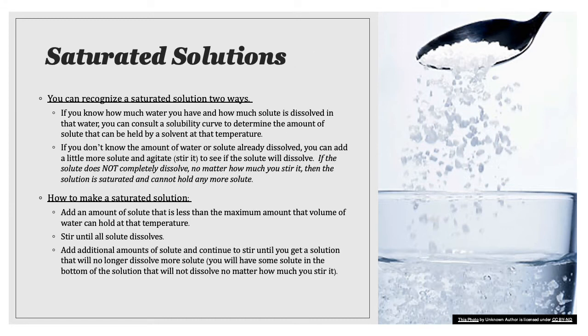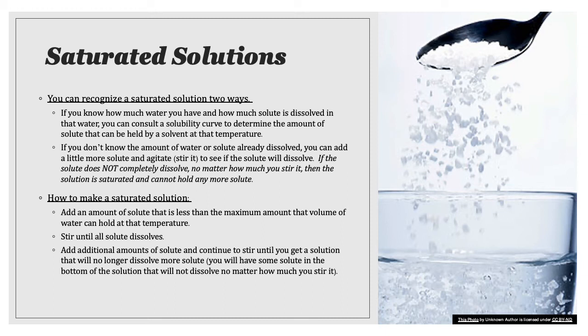Saturated solutions. So you can recognize a saturated solution in a couple different ways. The first one, again, if you know how much water and solute you have, then you can use a solubility curve to determine that solution saturation. If you don't know the amount of water or the amount of solute that's already been dissolved, you can always add a little bit more solute and dissolve it. And if you end up with some particles at the bottom of that container that you can't get to dissolve, let's say you put a little bit more solute in there and you've stirred it and stirred it as much as you can and you just can't get it to dissolve, then that's probably a saturated solution and it's not going to dissolve anything else.